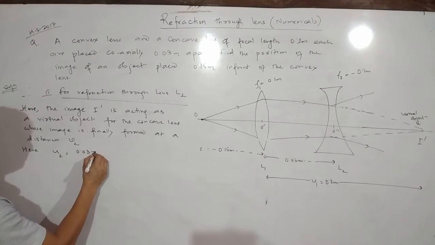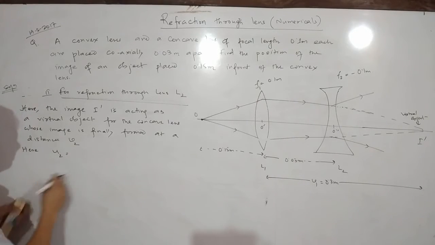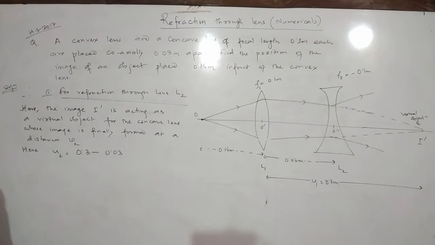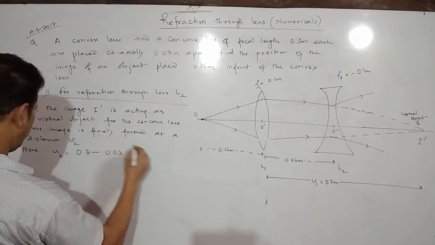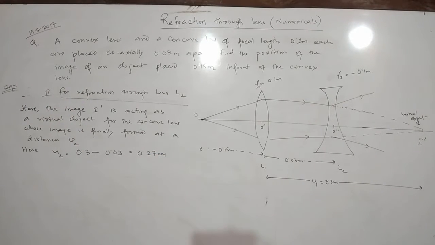You have to subtract 0.3 minus 0.03. This is equal to 0.27 centimeter.